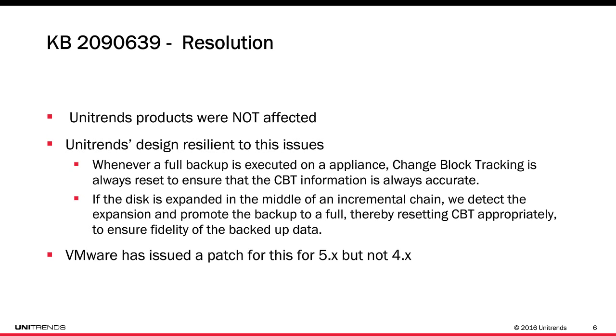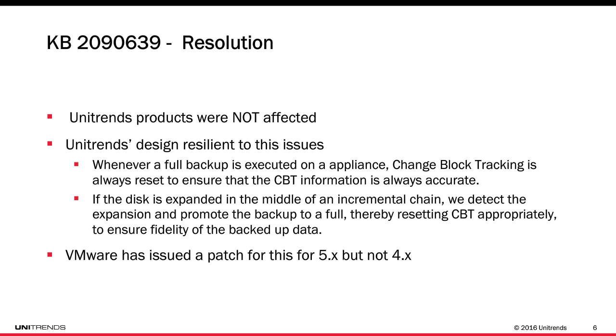So if a disk happens to expand in the middle of an incremental change, we detect that expansion and we promote that backup from an incremental backup into a full backup. Thereby, by doing that, we automatically reset the CBT appropriately, and we make sure we always get the right information back. So in this particular knowledge base, in our case, for Unitrends products, we were not affected by it. But it was still one of those things where a lot of people got nervous and wondered what was going on. Ultimately, VMware has issued a patch for this particular bug for 5.x, but they have not yet released a patch for this on 4.x.